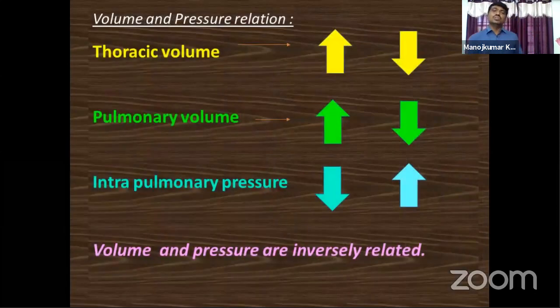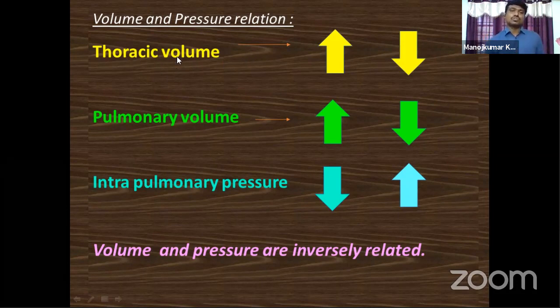Okay, now let us see the relation between volume and pressure. Volume here means the thoracic volume as well as the intrapulmonary volume, and pressure means the pressure of air. There is a relation between this volume and pressure with which breathing is possible. So let us see what happens. The thoracic volume increases. The upward arrow mark indicates increase, and the downward arrow mark indicates decrease.